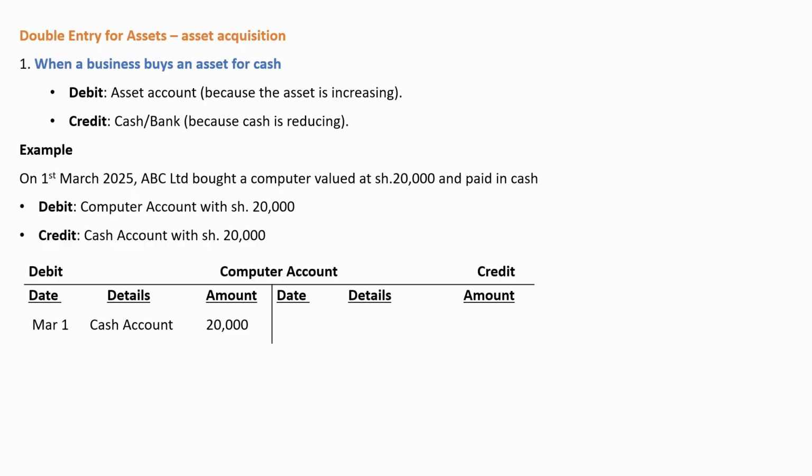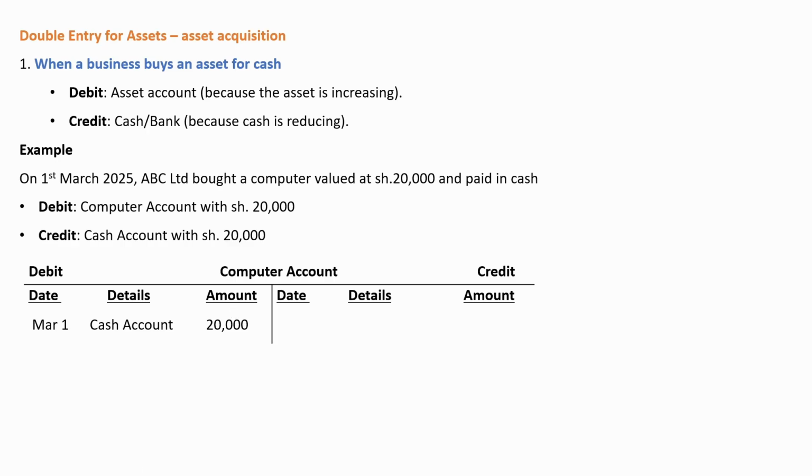In an account, you're supposed to make it look like a T. We call it the T format. So it separates two sides. The left side is called debit. The right side is called credit. And then on each side you have date, details, and amount.